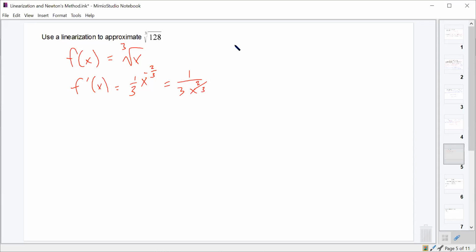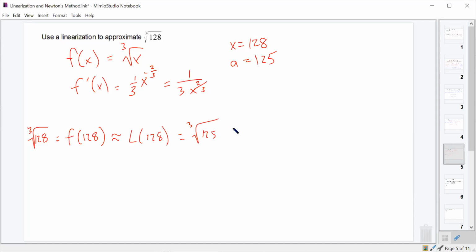What's the x value? It should be 128, but what's the a value that you're going to use? 125, since we know the cube root of that. So the cube root of 128 is equal to f of 128, which is approximately equal to L of 128, which is equal to f of a, so the cube root of 125, plus f prime of a, so 1 over 3 times 125 to the 2/3, times x minus a. You guys all get that set up?